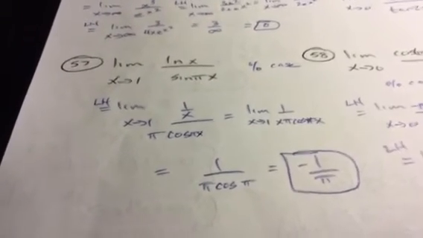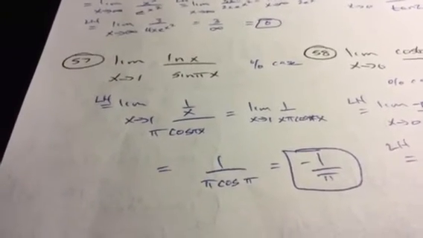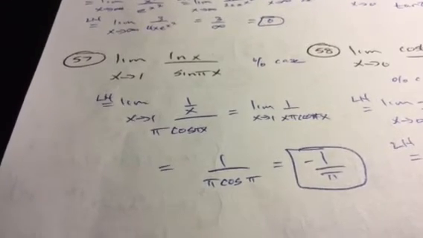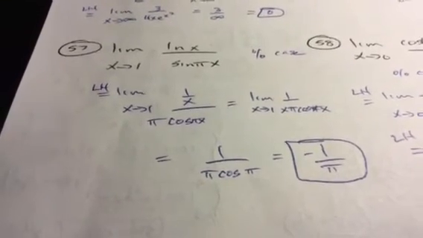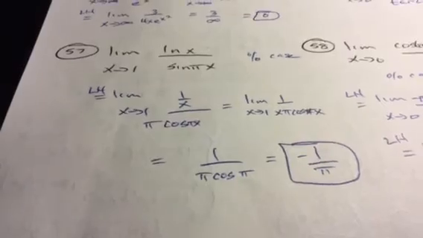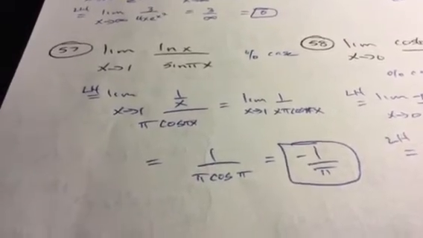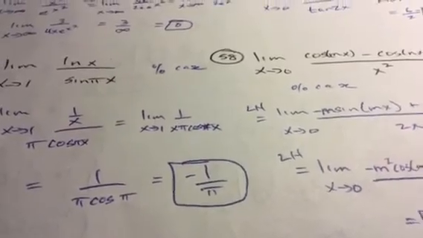Here, you get the 0 over 0 case. So use L'Hopital's rule, take the derivative, 1 over x. At the bottom, it's going to be cosine of pi x times pi. So that means x goes at the bottom. You let x be 1, you get negative 1 over pi.